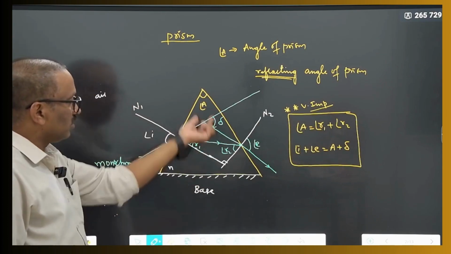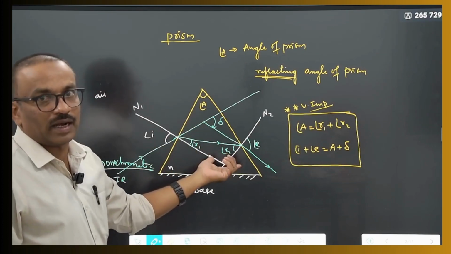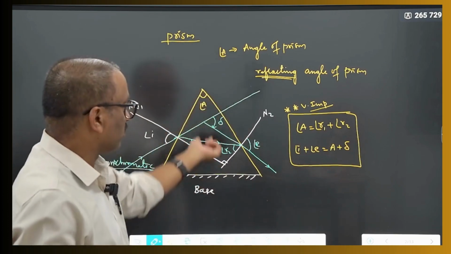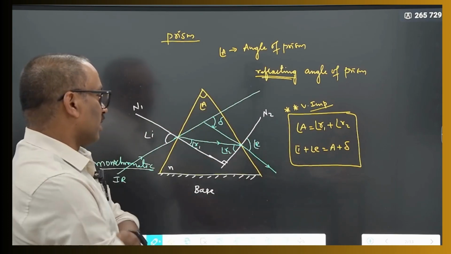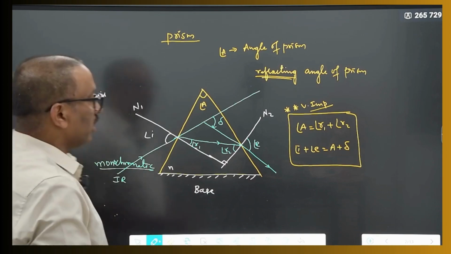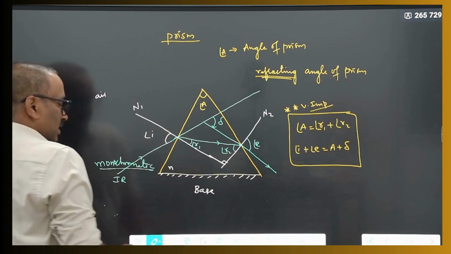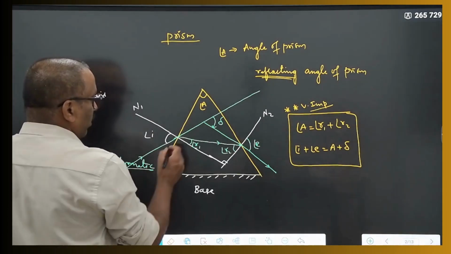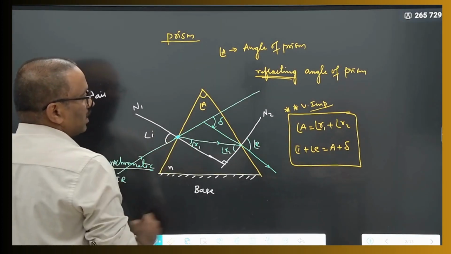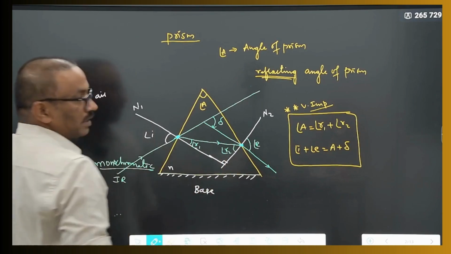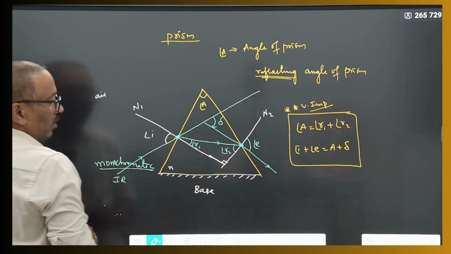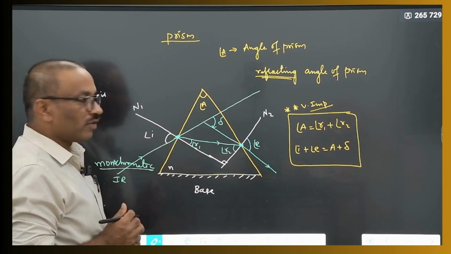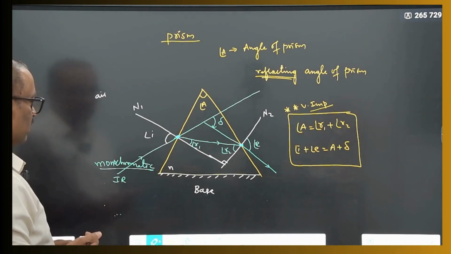How did we get it? Just observe that the sum of the angles in a triangle is 180 degrees, and the sum of the angles in a quadrilateral is 360 degrees. You can use that concept to derive it easily. Clear? And one more important formula is Snell's law. You need to apply Snell's law at different points here. How to apply Snell's law? Please go through my refraction video, then you can understand very easily.